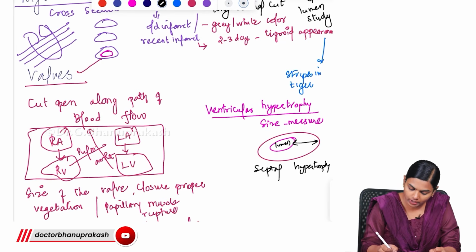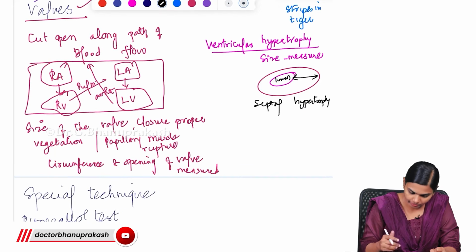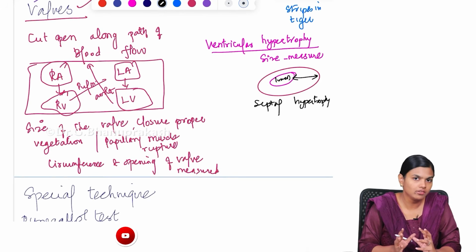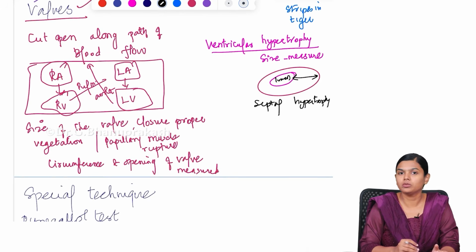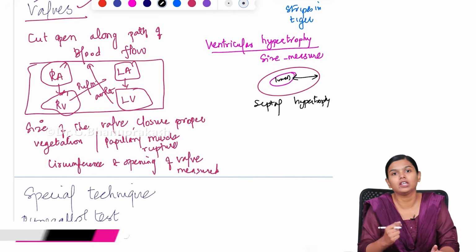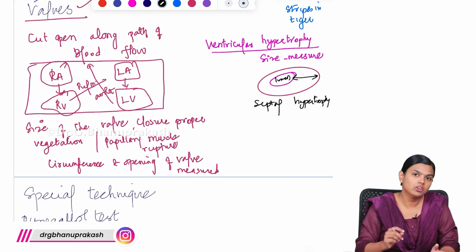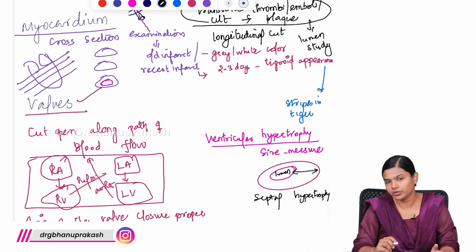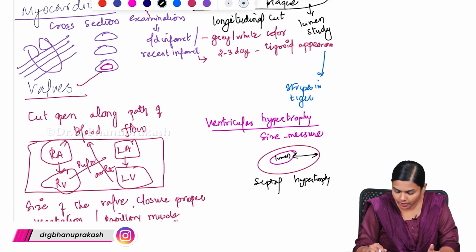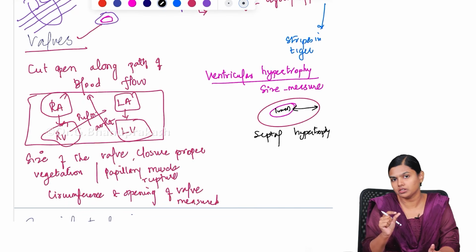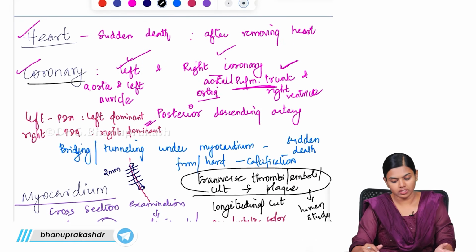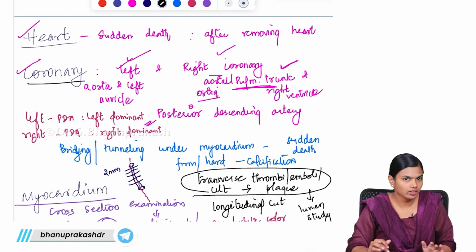So, you will cut along the pathway of blood and you will look for valvular changes, any vegetations or any papillary muscle rupture, any changes around the valve. You will also be looking for the size of the valves, any regurgitation or stenosis. After that you will look at the myocardium to see any old or new infarct. Then you will look at the size of the ventricular muscle to find out ventricular hypertrophy. So, these are the important dissection techniques that we need to use in the heart.